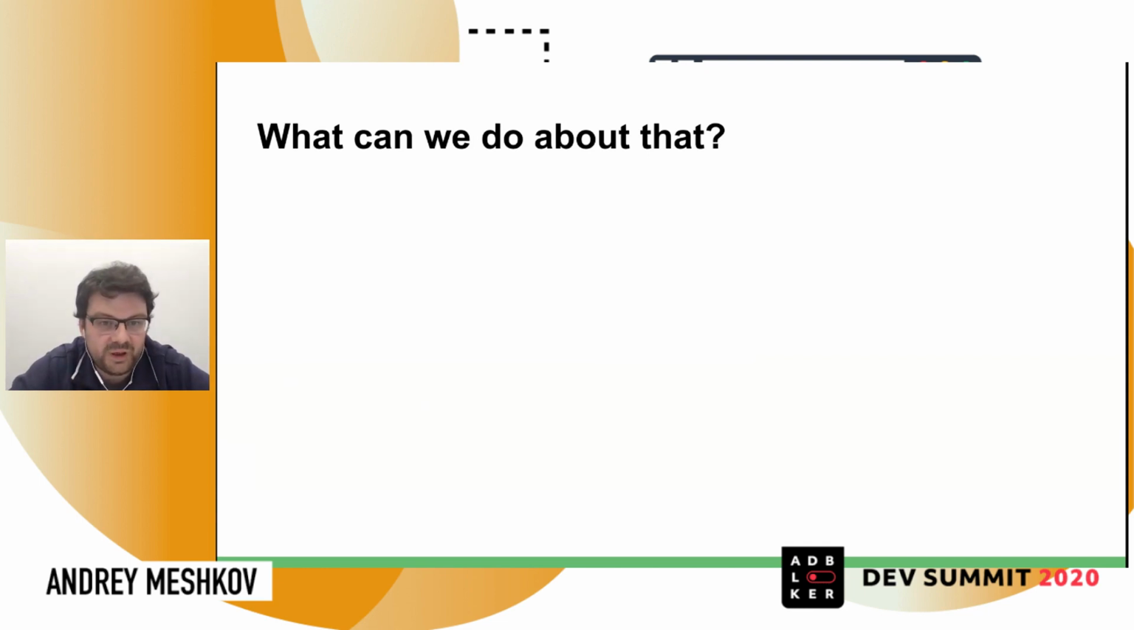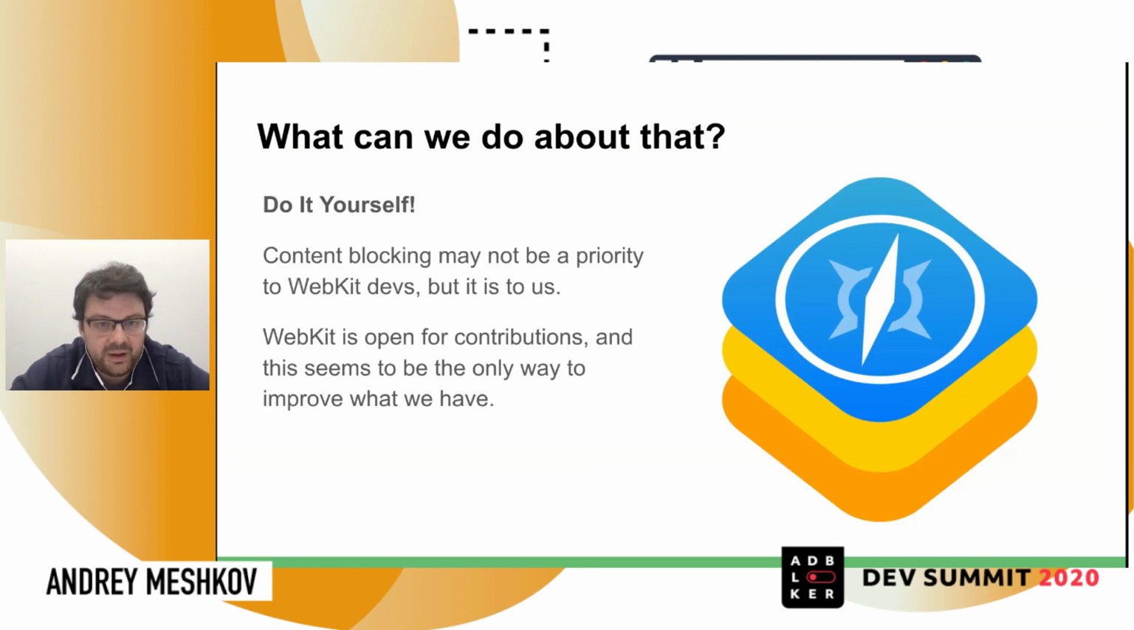Well, what can we do about that? From what I understand, the only option we have is to do it ourselves, since content blocking is not a priority to WebKit, but it is a priority to us. And WebKit is open source, and they are open to contribution. And this seems the only way we have. We are yet to see how it plays out.